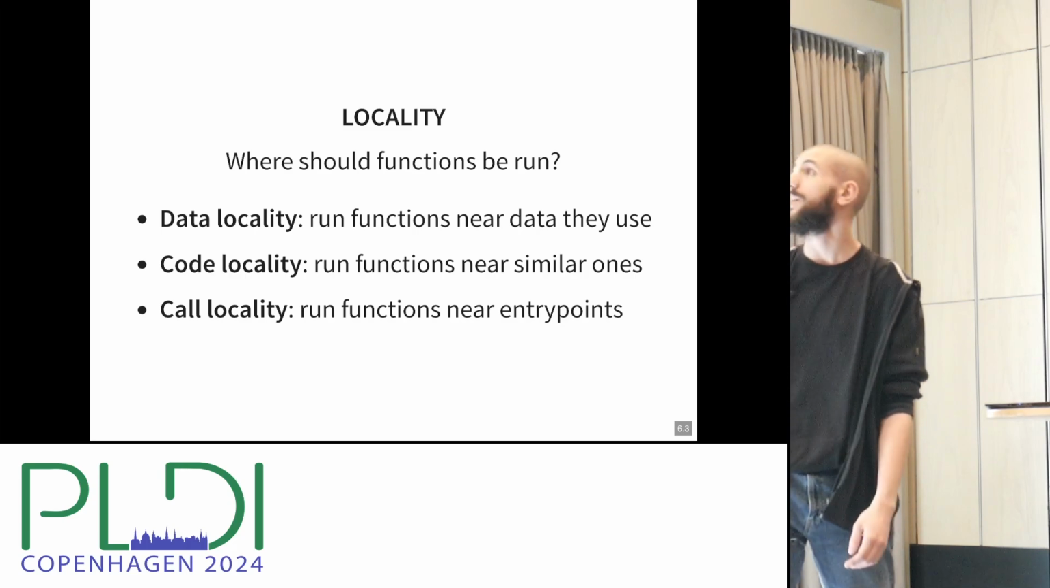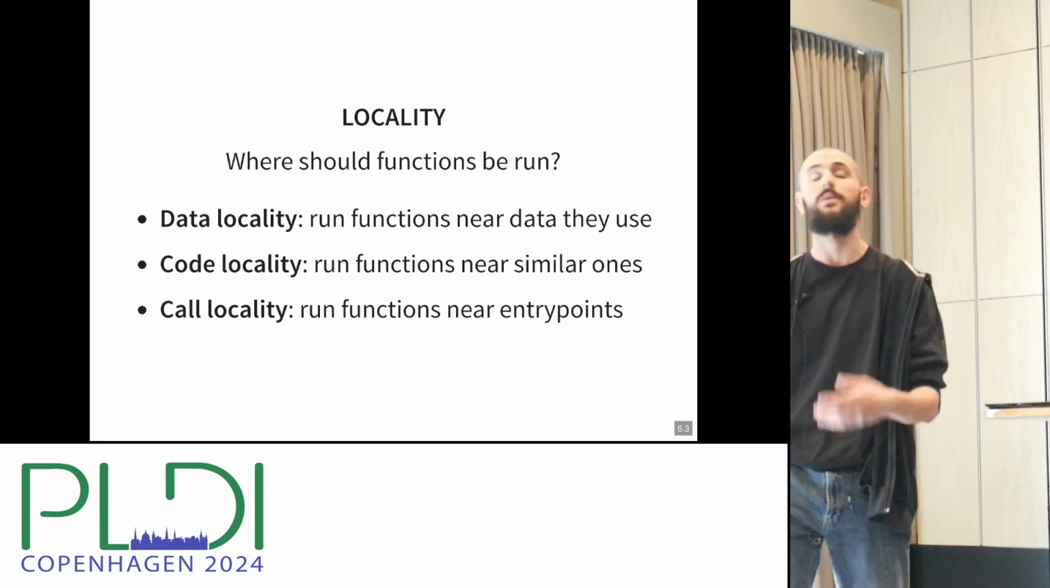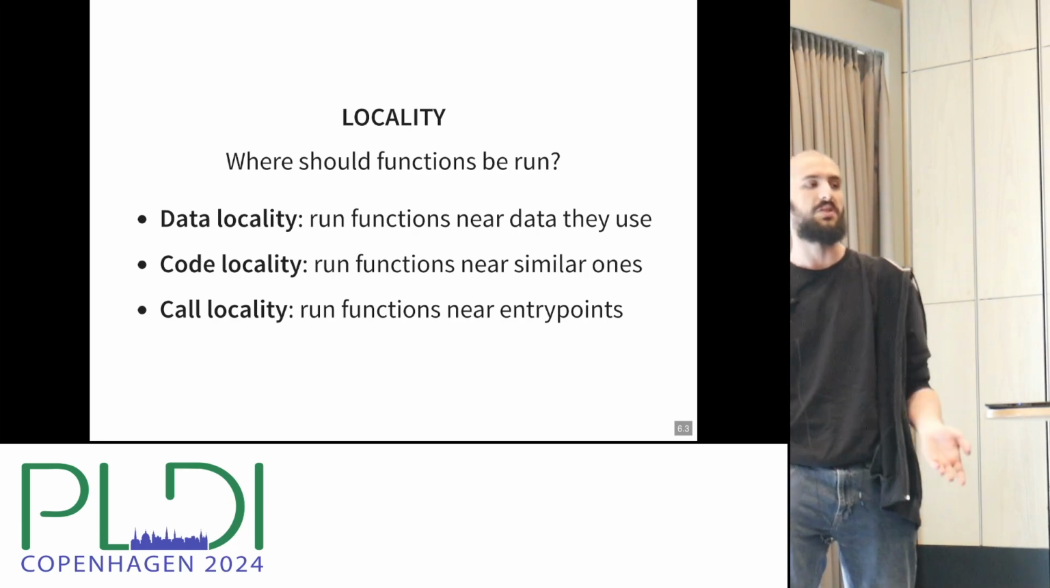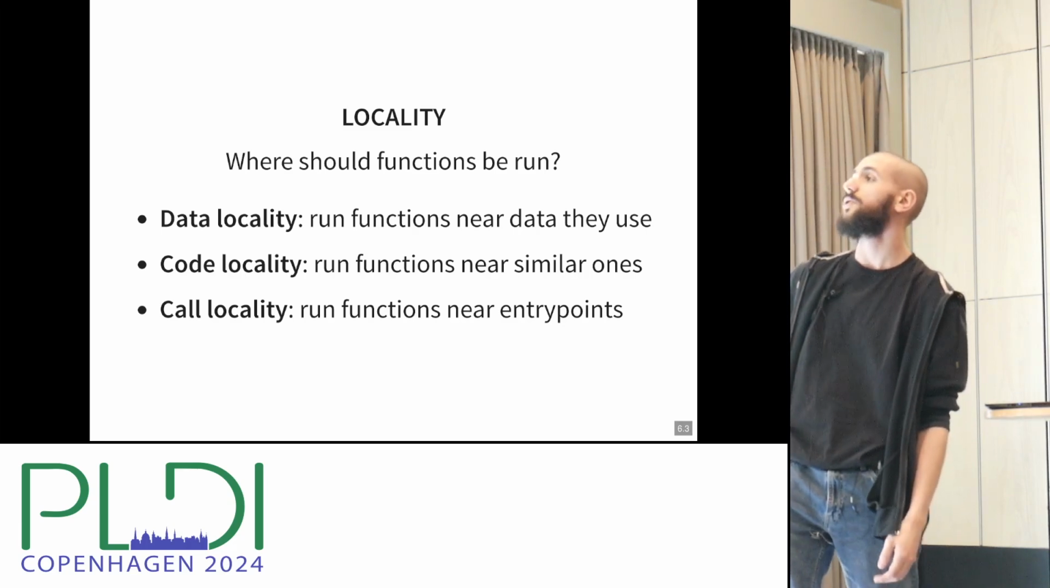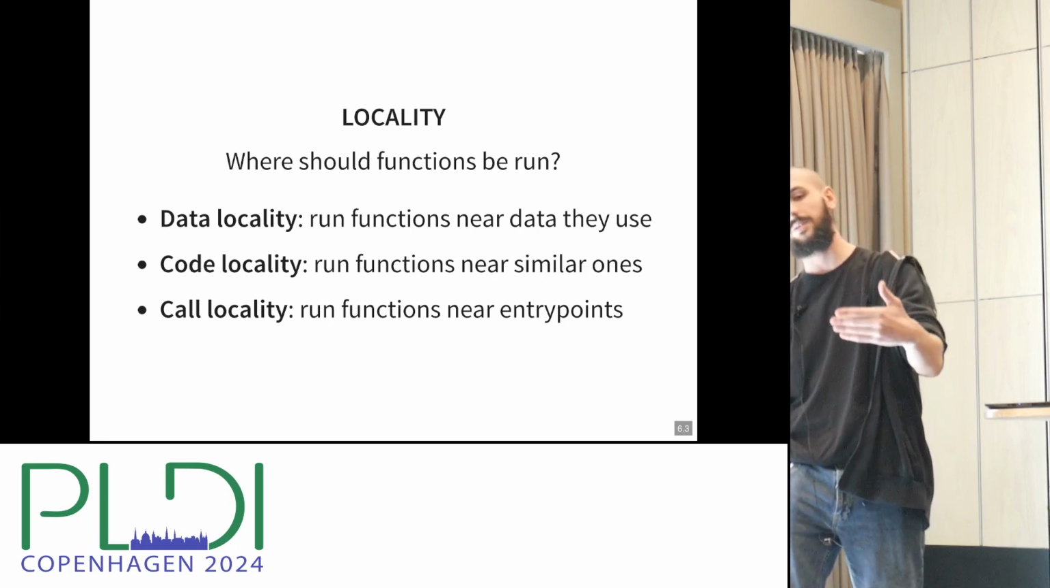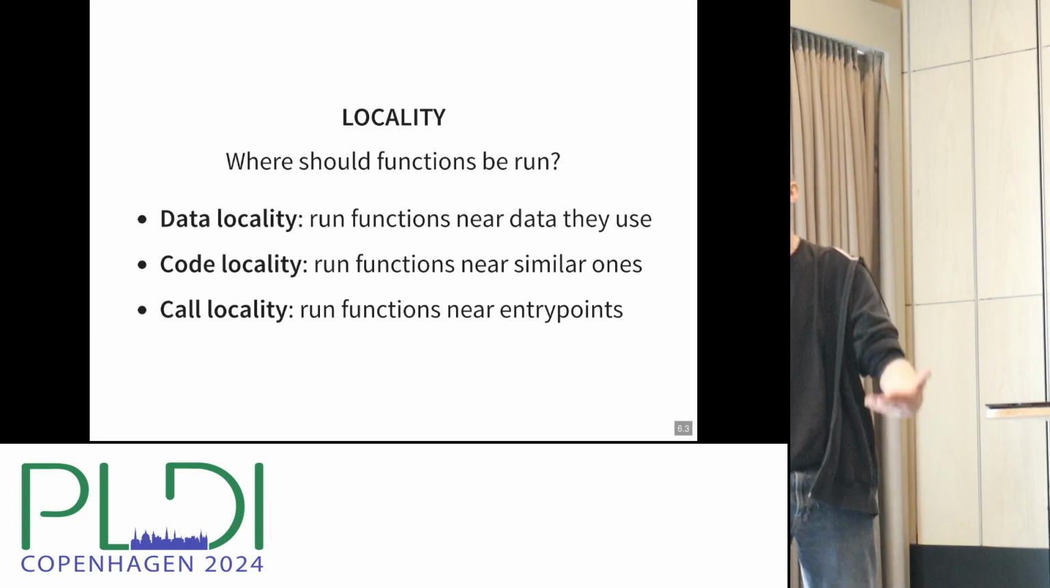So, as I said, we can either invoke functions through the main gateway or through some pub/sub system through events. If a function is triggering other functions, we want to run it near the entry points that will trigger those functions.